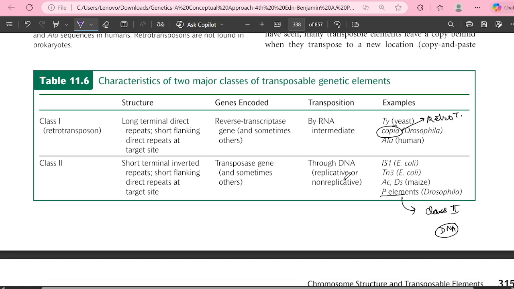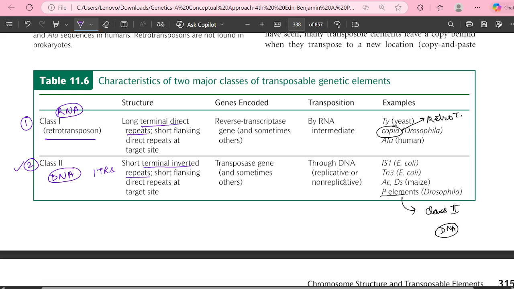Now we have to talk about the characteristics of the two major classes of transposable genetic elements, which will conclude this unit. One is class 1 transposons and the other is class 2 transposons. Class 1 are the RNA-mediated transposons, so they are called retrotransposons, and class 2 transposons are the DNA-mediated transposons. Class 1 transposons consist of terminal direct repeats, while class 2 transposons consist of terminal inverted repeats. So ITRs, which we were discussing, are the characteristic feature of class 2 transposons, but in class 1 transposons we have terminal direct repeats.